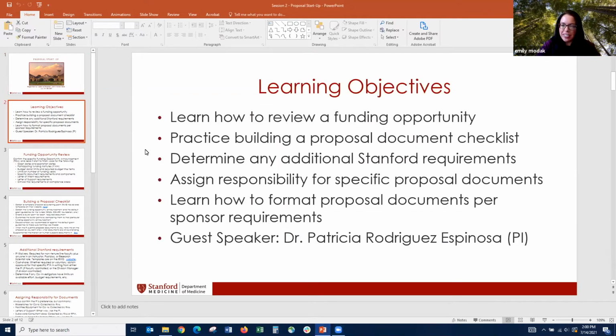So today's learning objectives are to learn how to review a funding opportunity announcement. We talked about that in the last session as being one of the most important documents that you need to complete a proposal. We'll practice building a proposal document checklist. That'll happen in the breakout sessions, and I'll show you how to go about that in the presentation. We'll determine any additional Stanford requirements, just a few of the things you want to look out for in addition to the sponsor requirements as you're preparing a proposal. Learn about how to assign responsibility for collecting specific proposal documents and learn how to format them. And there's a lot to that.